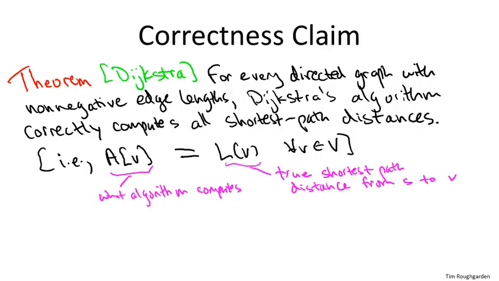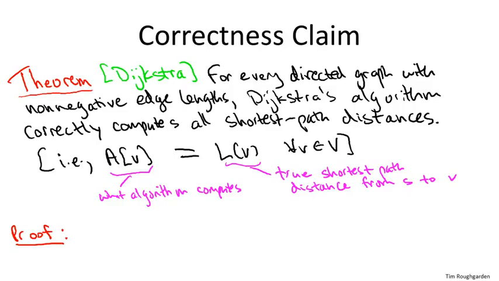He was awarded the ACM Turing Award, so that is effectively the Nobel Prize in Computer Science. I believe it was 1972. And he worked for a long time in the Netherlands, but then also spent a lot of his later career at UT Austin. So the way this proof is going to go, it's going to be by induction.